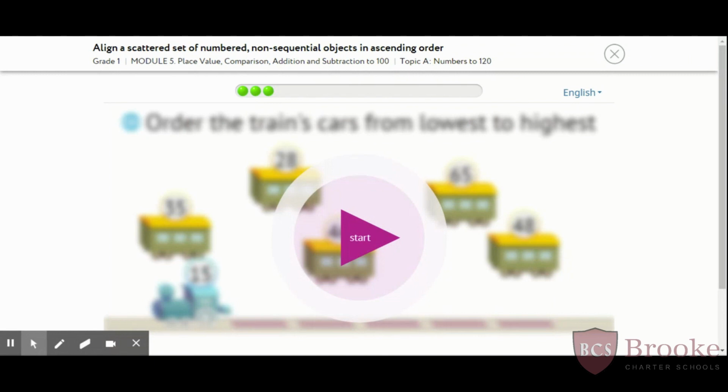Hey, first grade. I'm so excited to do math with you today. The first thing we're going to work on is putting numbers in order from smallest to biggest, least to greatest. Let's get to work. Another way we can think of ordering numbers is ordering them from lowest to highest in terms of their value. So let's get to work.